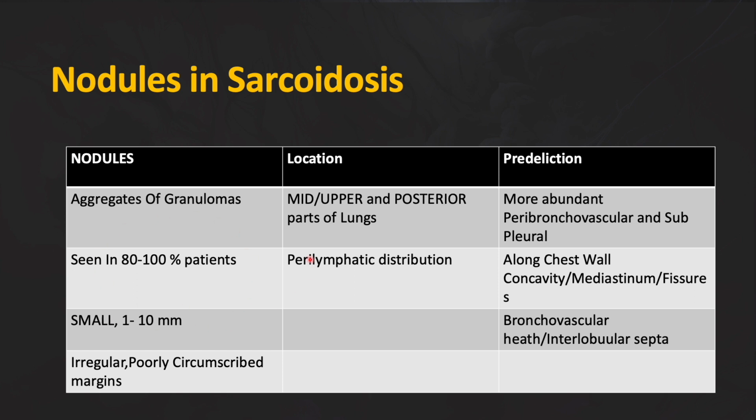Nodules will be seen in almost all patients of sarcoidosis at some point of time. 80 to 100% of patients present with nodules. They have a perilymphatic distribution along the peribronchovascular bundles, and they are also seen more, as I said, subpleurally. So you can see them along the chest wall, along the mediastinum, and definitely along the fissures also. These are small nodules. Why this is very important is because then you can distinguish between the various differentials. So these are less than 10 mm, and they are irregular nodules. They don't have very well circumscribed margins, and you can see them easily in the bronchovascular sheath and in the septa.